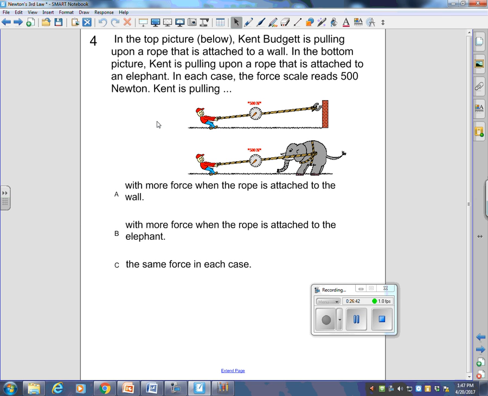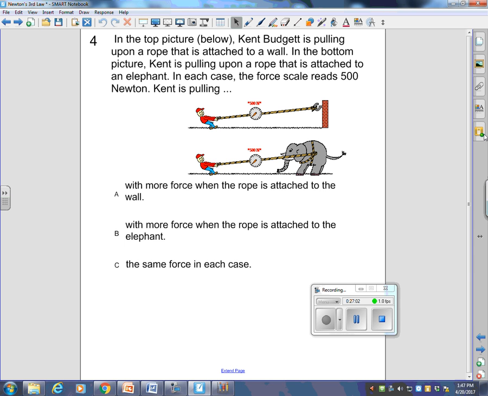He's pulling upon a rope that is attached to a wall. In the bottom picture, Kent is pulling upon a rope that is attached to an elephant. In each case, the force scale reads 500 newtons. Kent is pulling. Which one of these is true? With more force when the rope is attached to the wall, with more force when the rope is attached to the elephant, or the same force in each case.